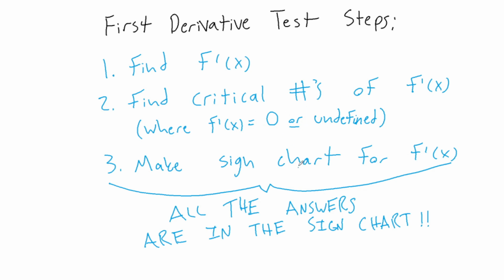After you find those numbers, you're going to use them to make a sign chart, which looks like this. It's just a number line. Let's say we find that the critical numbers of f prime of x are 0 and 3. We're going to make a chart like this and fill it out, which I'll show you how to do in a minute. All of the answers you need, where the relative maximums and minimums are, and where f is increasing and decreasing, can be found on the sign chart. So this is important.